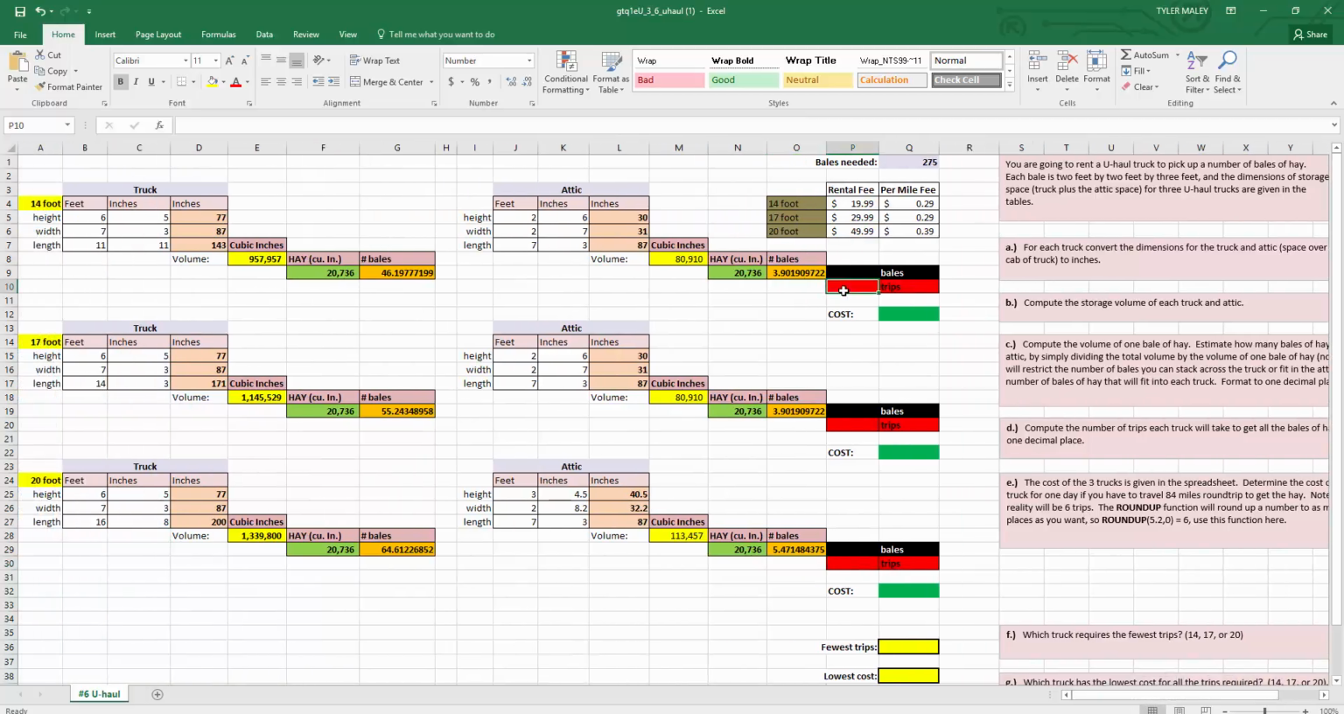So if we want to find the number of trips, well, first I need to figure this black box out. In here, I can add how many bales I can fit total, so the orange plus the orange. That tells me the total number of bales in each case: how many bales I can fit in the truck plus the amount I can fit in the attic.